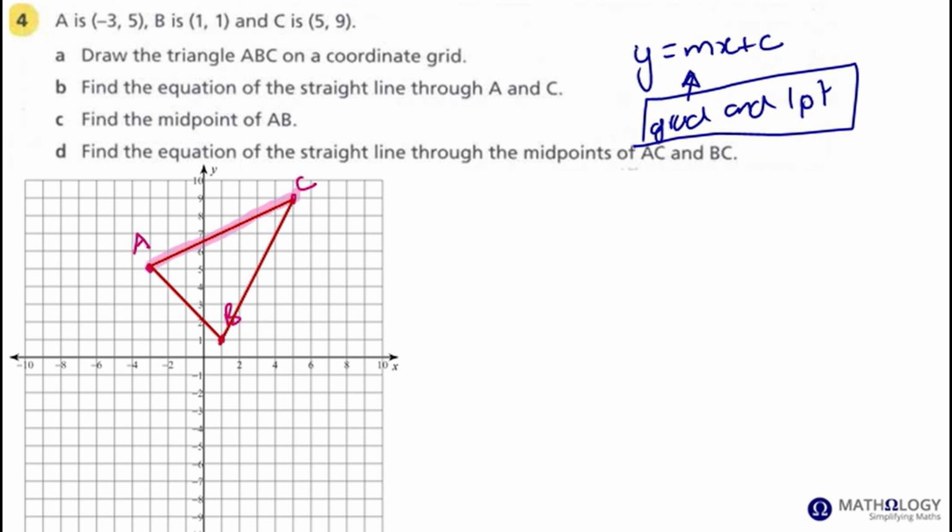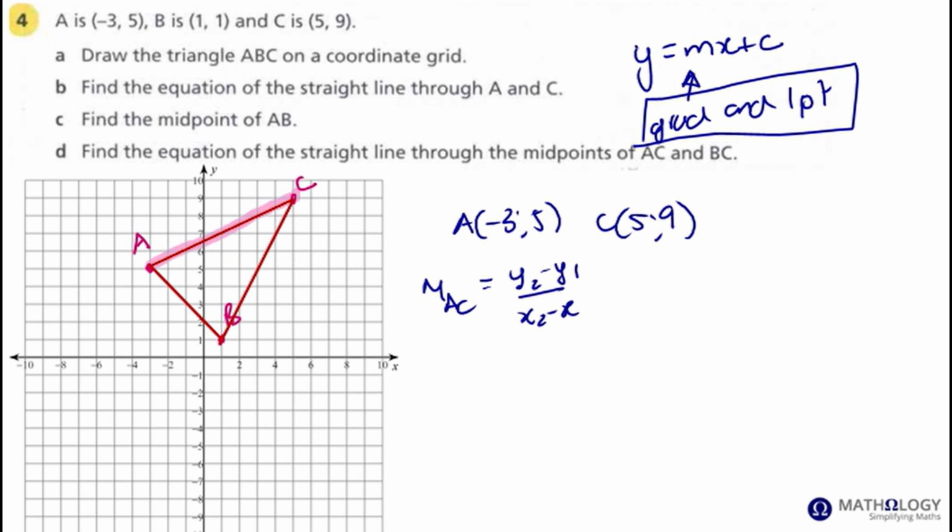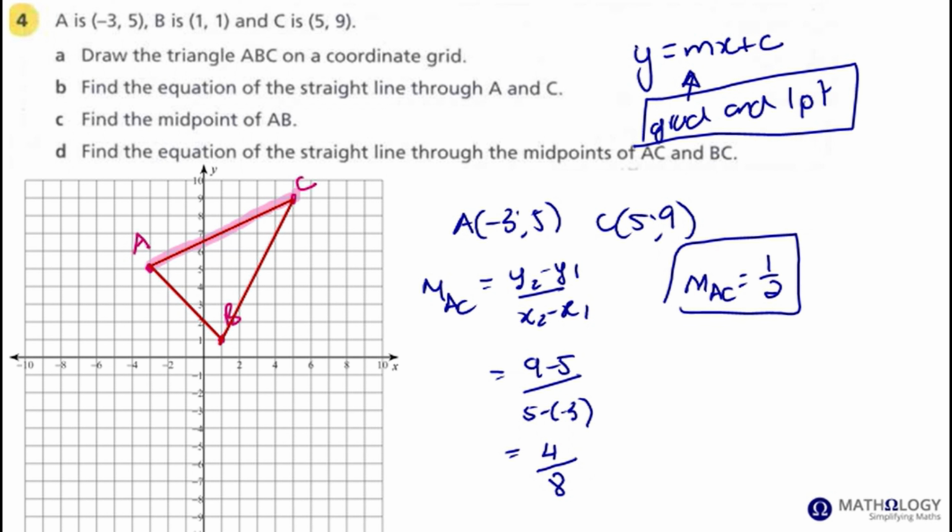So because we're working with points A and C, let's write down the points A and C: -3, 5, and 5, 9. We're going to first determine the gradient of AC, which is y2 minus y1 over x2 minus x1. So that's going to be 9 minus 5 over 5 minus -3. That's going to be 4 over 5 plus 3 is 8. So the gradient of AC is a half. Again, no decimal. We've got the gradient. We now need to know what c is to know what the equation of the line is.